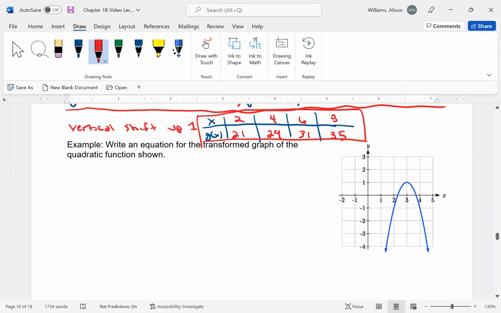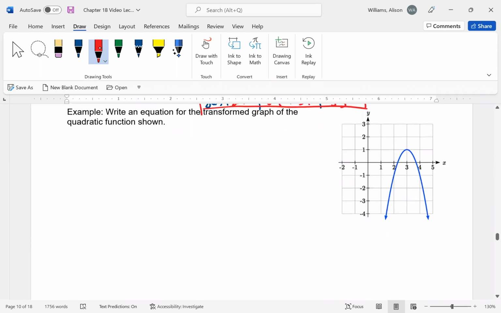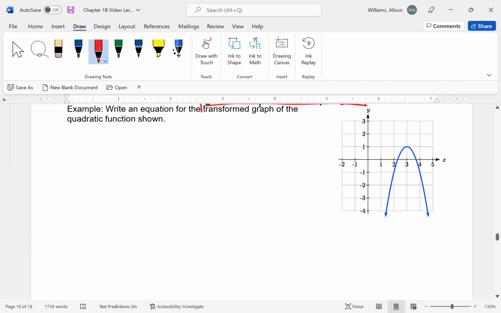Okay, so now this is a graph that has been transformed. And we want to figure out what an equation for this graph would be. So first, I'm noticing that it's a U shape, which is a parabola. I know that my base function is x squared. So I'm starting with x squared, and I'm making changes on x squared to get to this. So first thing I notice is that it's upside down, right? So that's going to be a negative in front of the x squared.